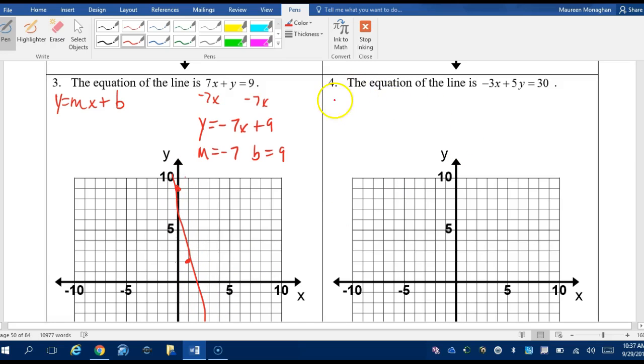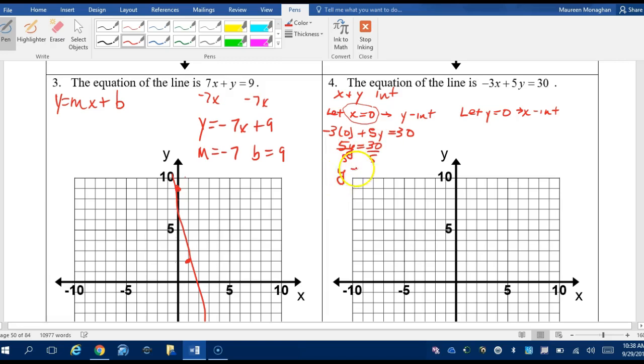Okay. Next one. Let's use our x and y intercepts. To find the y-intercept, you want to let x equal 0, and that's going to give you your y-intercept. To find your x-intercept, you want to let y equal 0. Okay? So substitute in, we're going to put a 0 in for x. So instead of x, put 0 there. And some people like to just cancel it out. It's easier. So we would have 5y equals 30. Divide by 5, y equals 6.